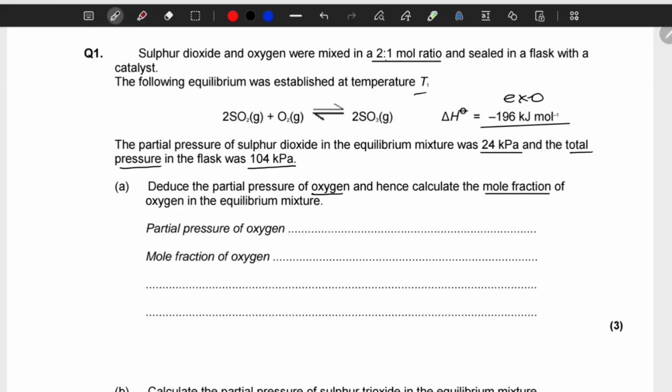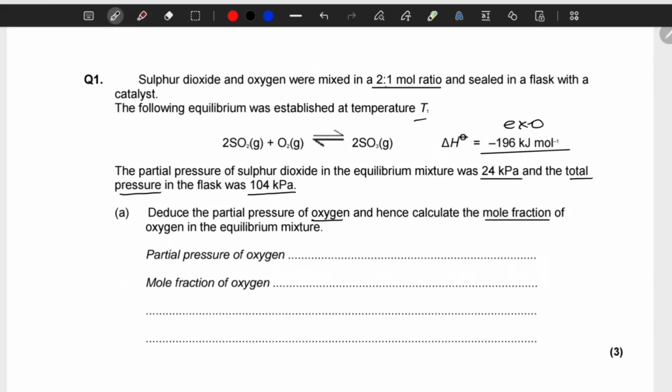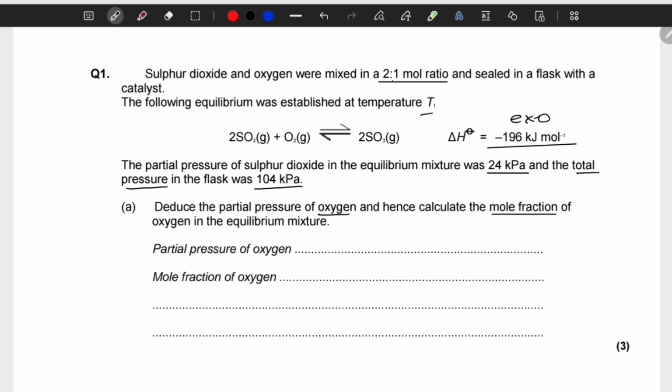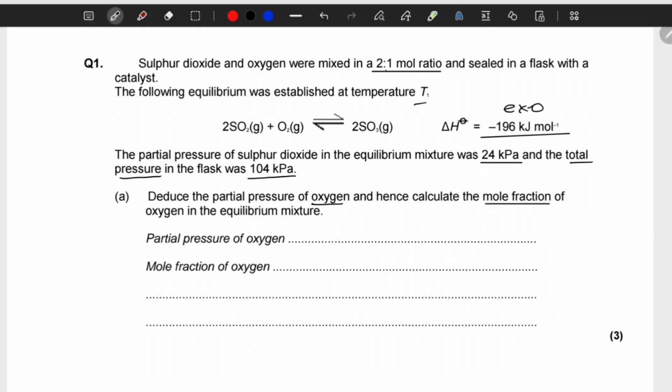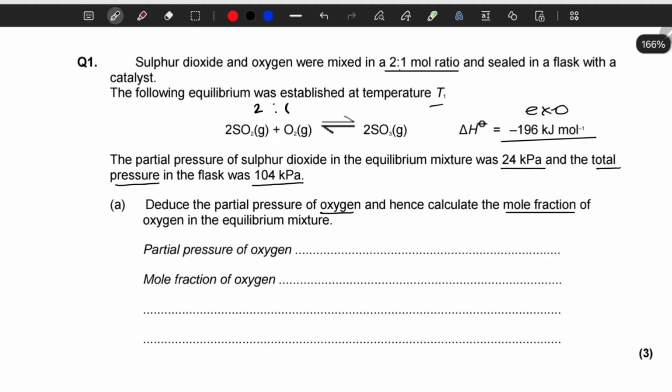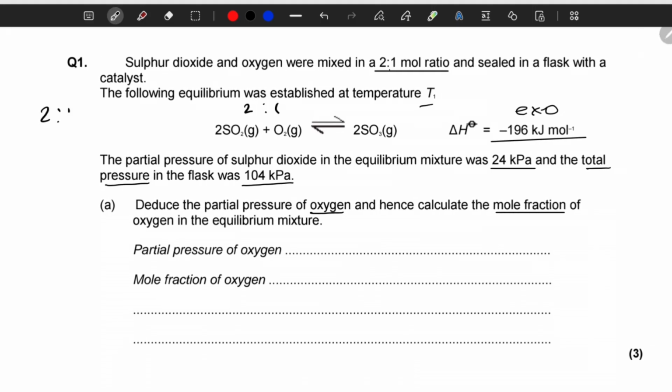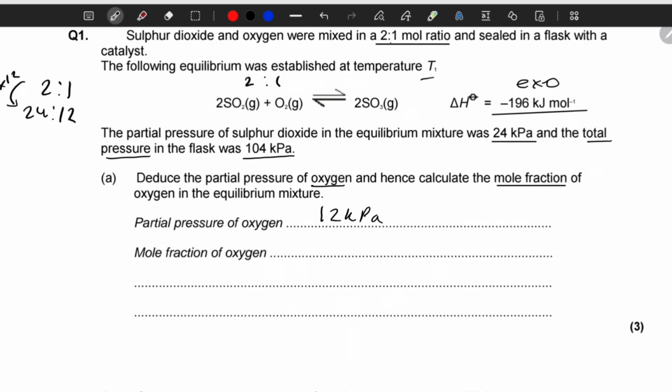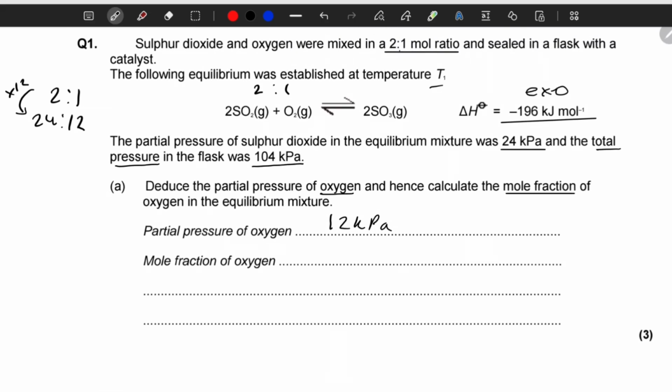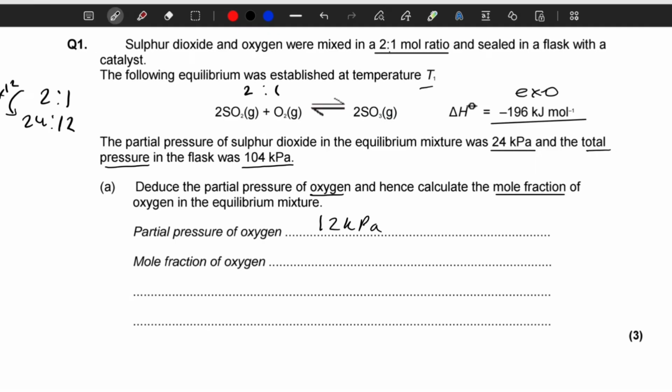Okay, so we can see here that sulfur dioxide and oxygen are in a 2:1 mole ratio. And since the partial pressure of sulfur dioxide was 24, you times by 1/2, so therefore the partial pressure of oxygen would be 12 kilopascal. And then the mole fraction of oxygen, that's the number of moles of oxygen divided by the total number of moles.